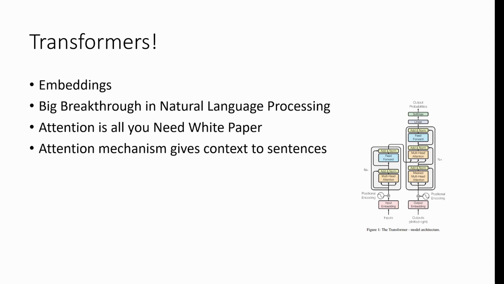This is where transformers come in. Transformers are the big breakthrough in natural language processing. They still work with embeddings, but they give context to sentences with their embeddings. The white paper that laid forth the transformer architecture is called Attention Is All You Need. And it laid forth this transformer with multi-headed self-attention and encoder and decoder architecture.